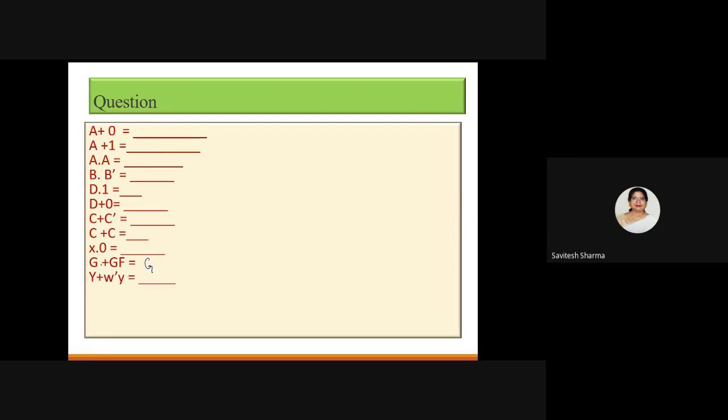Okay, now tell me this, Y plus Y W complement. Again you will take the common, 1 plus W complement. What will it be? Tell me the answer. See, if you are ORing with 1, if any 1 is there in the OR, it will give you 1. So your output is Y.